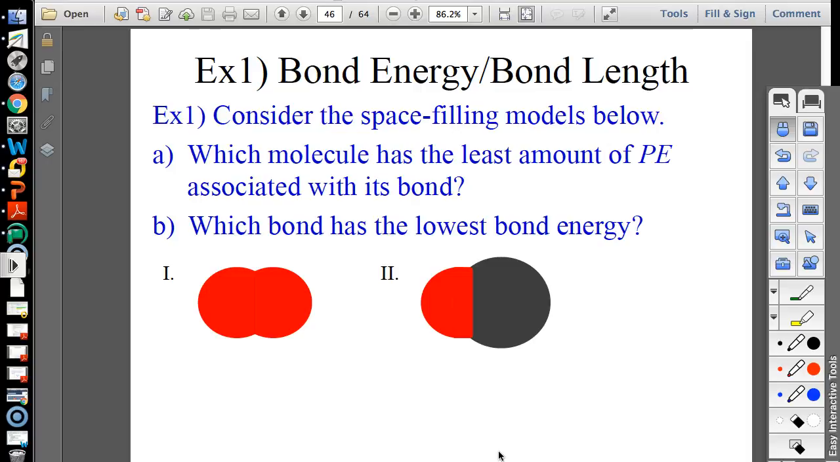A, which molecule has the least amount of potential energy associated with this bond? So y'all can see this graph, that graph that's never going away. And so I'm going to keep referring back to it. It's on your test.